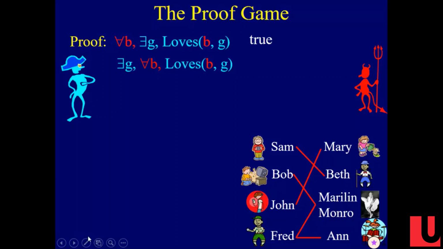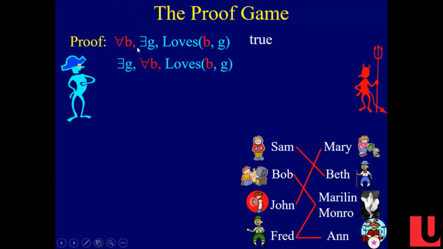When do I have a strategy that I'm going to win a game? I'm going second. I have a strategy when I know that for whatever he does, I can do something to win. That's what it means. For every, there exists.